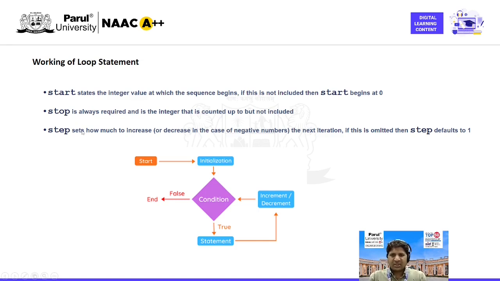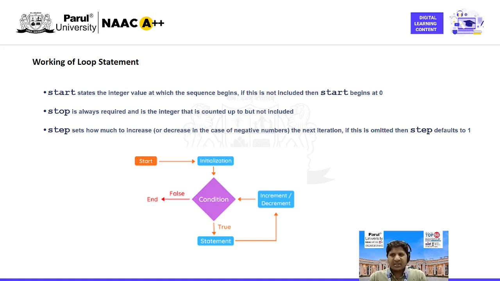Stop is the second thing. Stop is always required and is the integer that is counted up to but not included. It means once your loop starts, up to where you want to go. The stop pointer is also known as the termination condition. Termination condition means where your loop is stopped and where your loop is terminated.